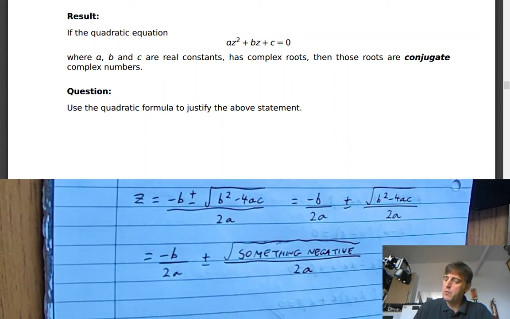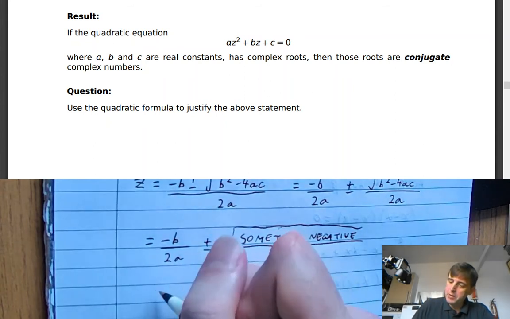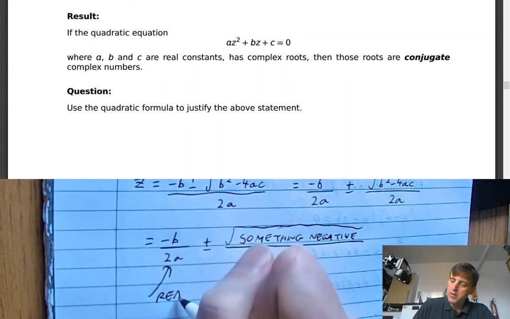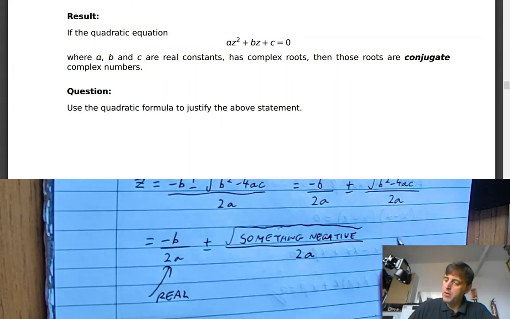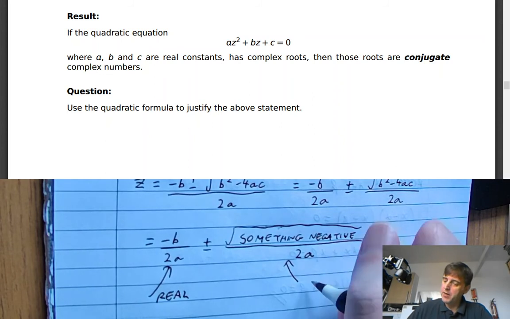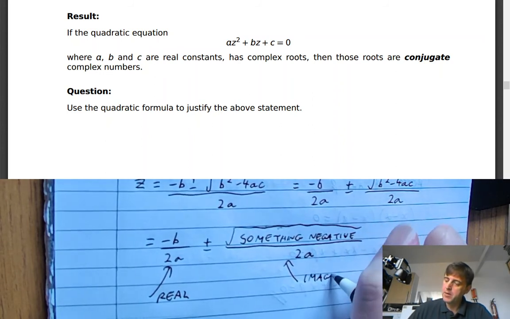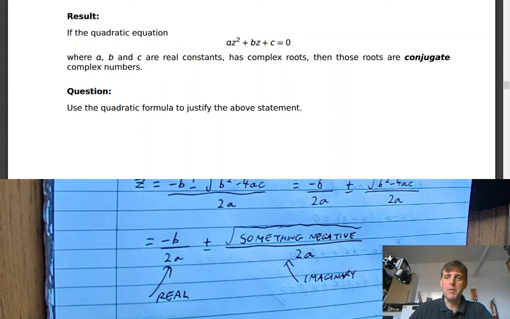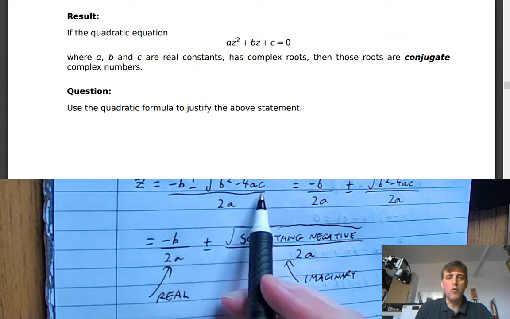Now, of course, the square root of something negative, that's an imaginary number. So what it means is that this part here, the minus b over 2a, is real, whereas this part here, the square root of something negative over 2a, is the imaginary part. And so you can see that the real part of both our roots must be the same, and the imaginary parts must differ by one being positive and one being negative. So we must have our conjugate roots here. Now, of course, that only works if the a, the b, and the c are all real numbers themselves.